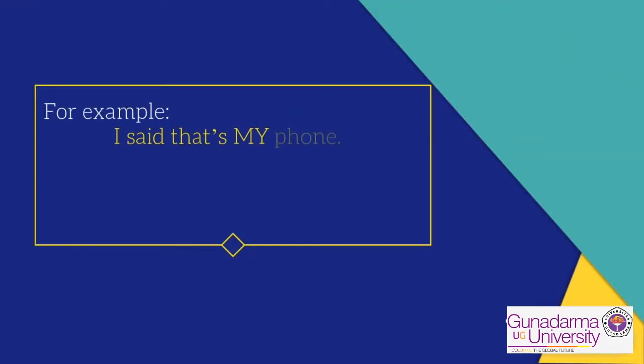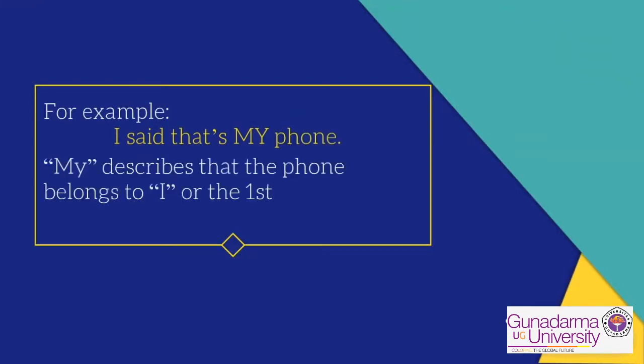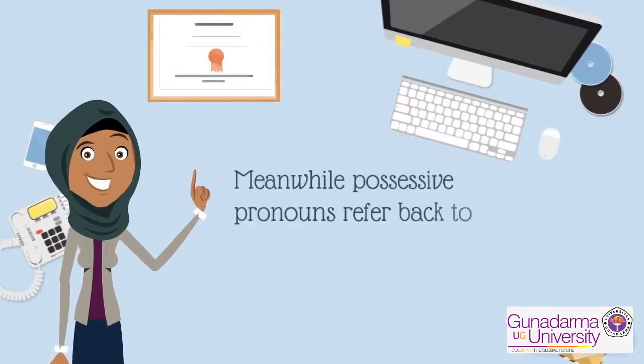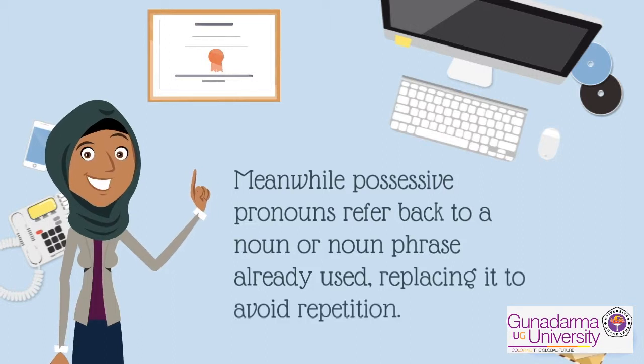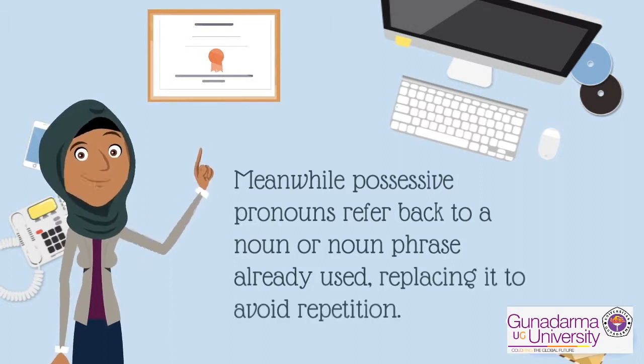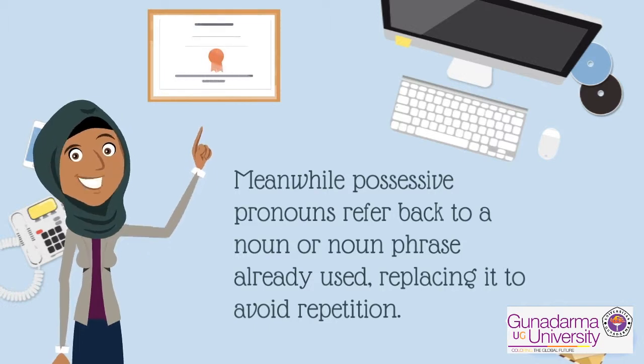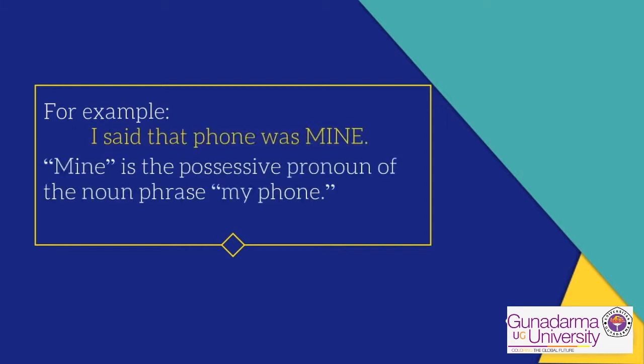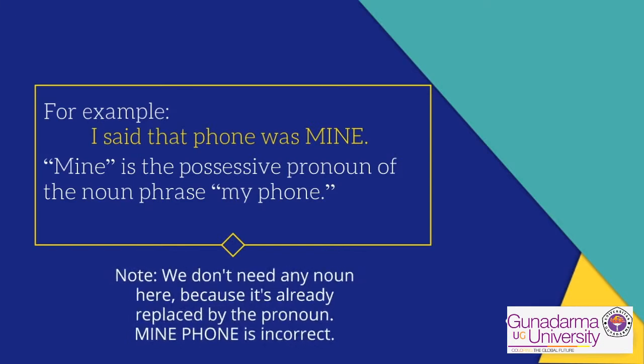For example, I said, "That's my phone." My describes that the phone belongs to I, or the first person singular in the sentence. Note, there is always a noun after the possessive adjective. Meanwhile, possessive pronouns refer back to a noun or noun phrase already used, replacing it to avoid repetition. For example, I said that phone was mine. Mine is the possessive pronoun of the noun phrase my phone. We don't need any noun here because it's already replaced by the pronoun. Mine phone is incorrect.